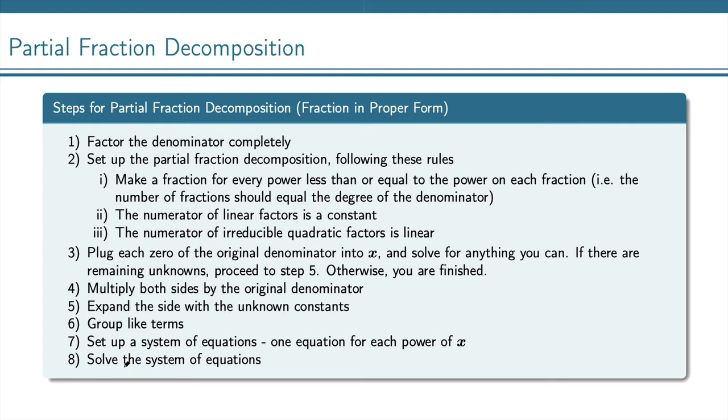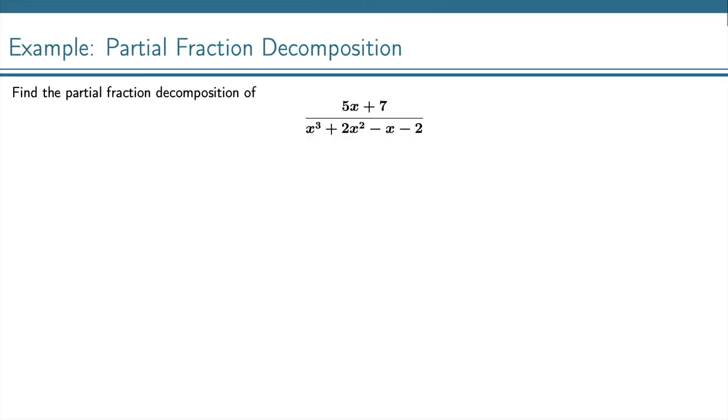So you factor the denominator completely, and then the partial fraction decomposition form depends on if the factors are linear or irreducible quadratics, and what the exponent on each of those factors is. And then you go through and solve for some unknown constants. This is best seen by looking at lots of different examples. So let's look at an example. We want to find the partial fraction decomposition of this rational function.